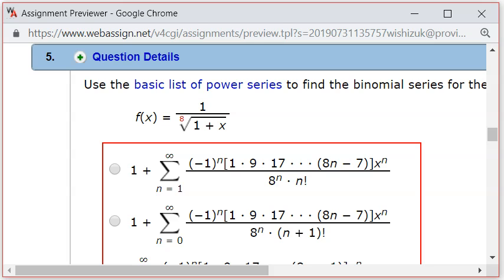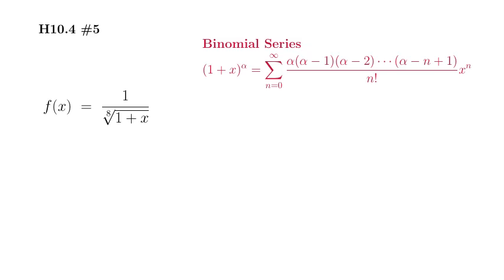All right, let's look at homework 10.4, problem number 5. Let's try to find the power series for this function here. We're going to use the binomial series. The first thing I would do is rewrite this expression as the quantity 1 plus x raised to the negative 1/8 power.